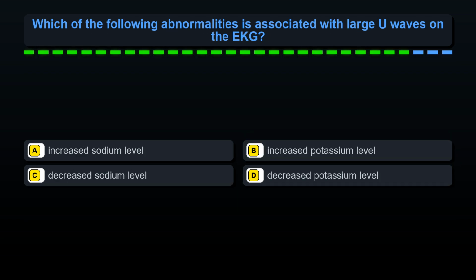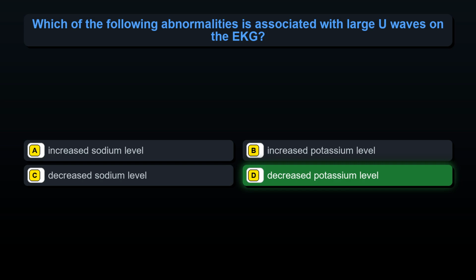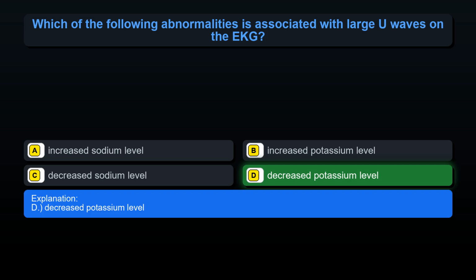Question 17. Which of the following abnormalities is associated with large U waves on the EKG? Option A, increased sodium level. Option B, increased potassium level. Option C, decreased sodium level. Option D, decreased potassium level. The correct answer is option D, decreased potassium level.